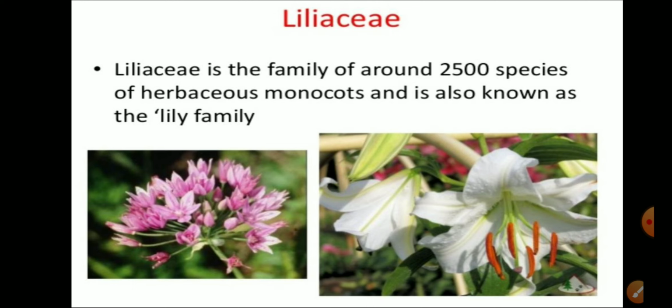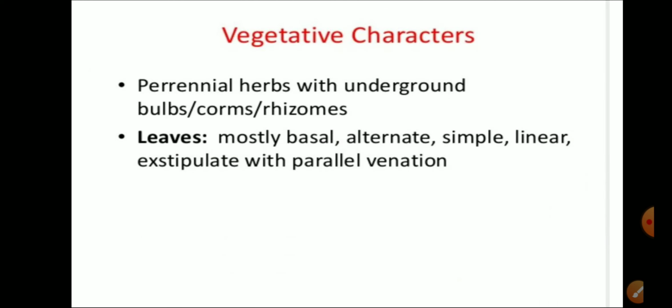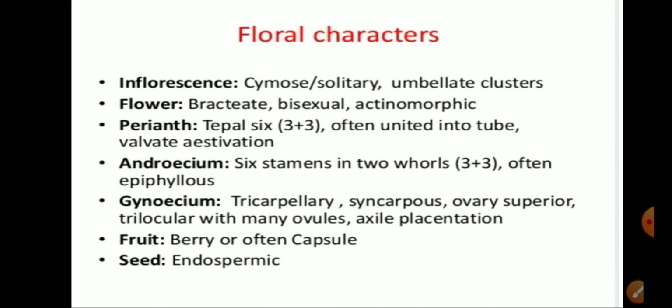Liliaceae. Liliaceae is a family of around 2500 species of herbaceous monocots and is also known as the lily family. Vegetative characters: perennial herbs with underground bulbs, corms, and rhizomes. And the leaves may be alternate, simple, linear, with parallel venation.